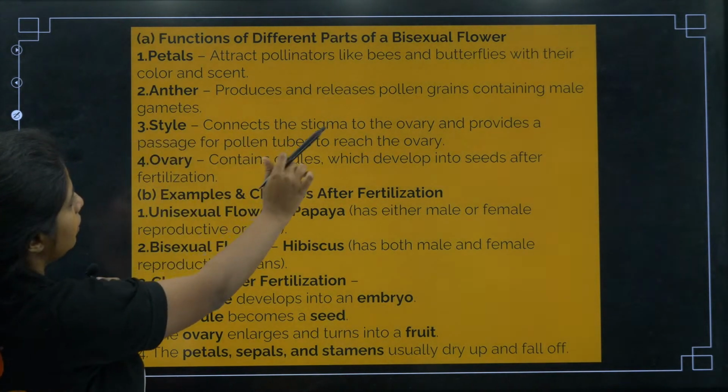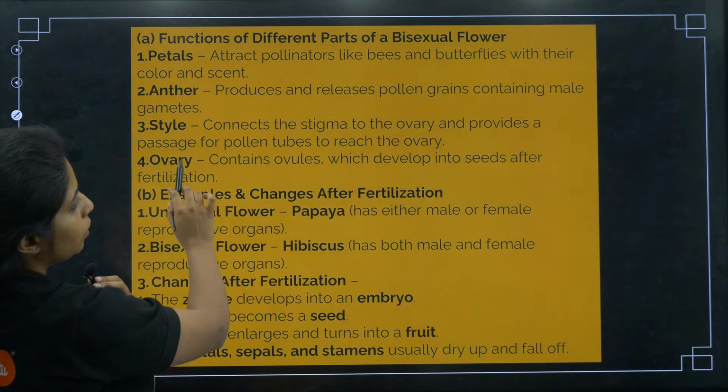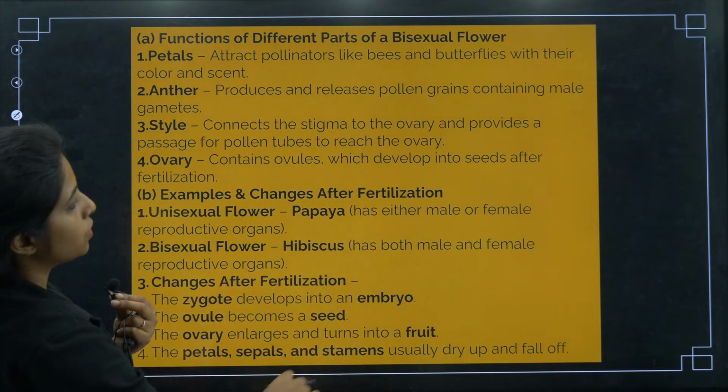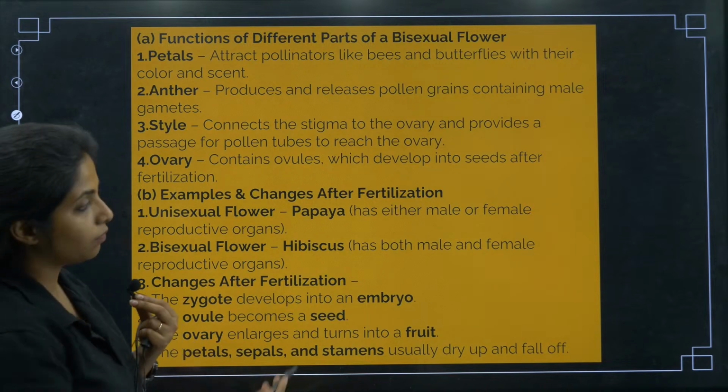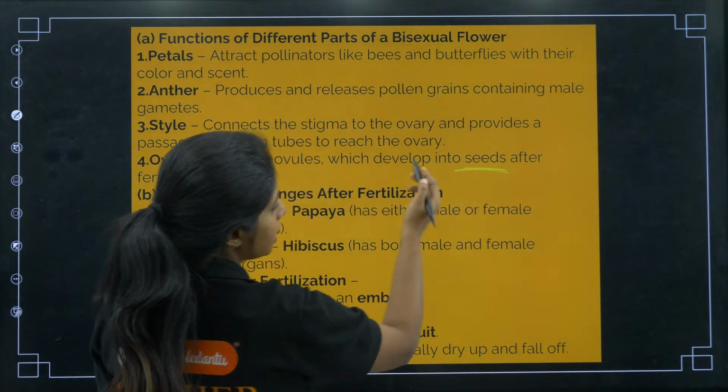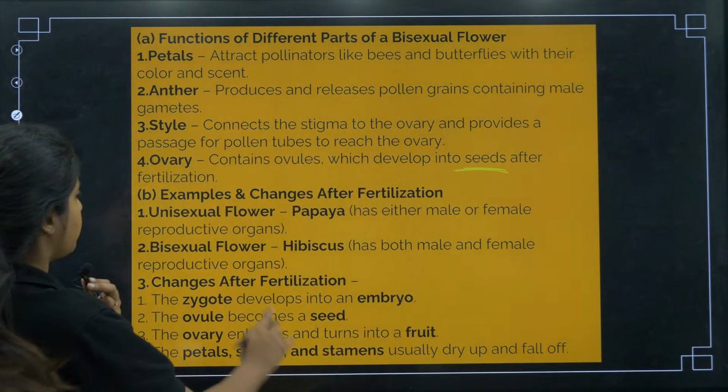Petals, anther, style connects the stigma to the ovary. Ovary contains ovules which develops into seeds after fertilization. Basically, how do you get the seeds? Only if there are female gametes. So that becomes a function.